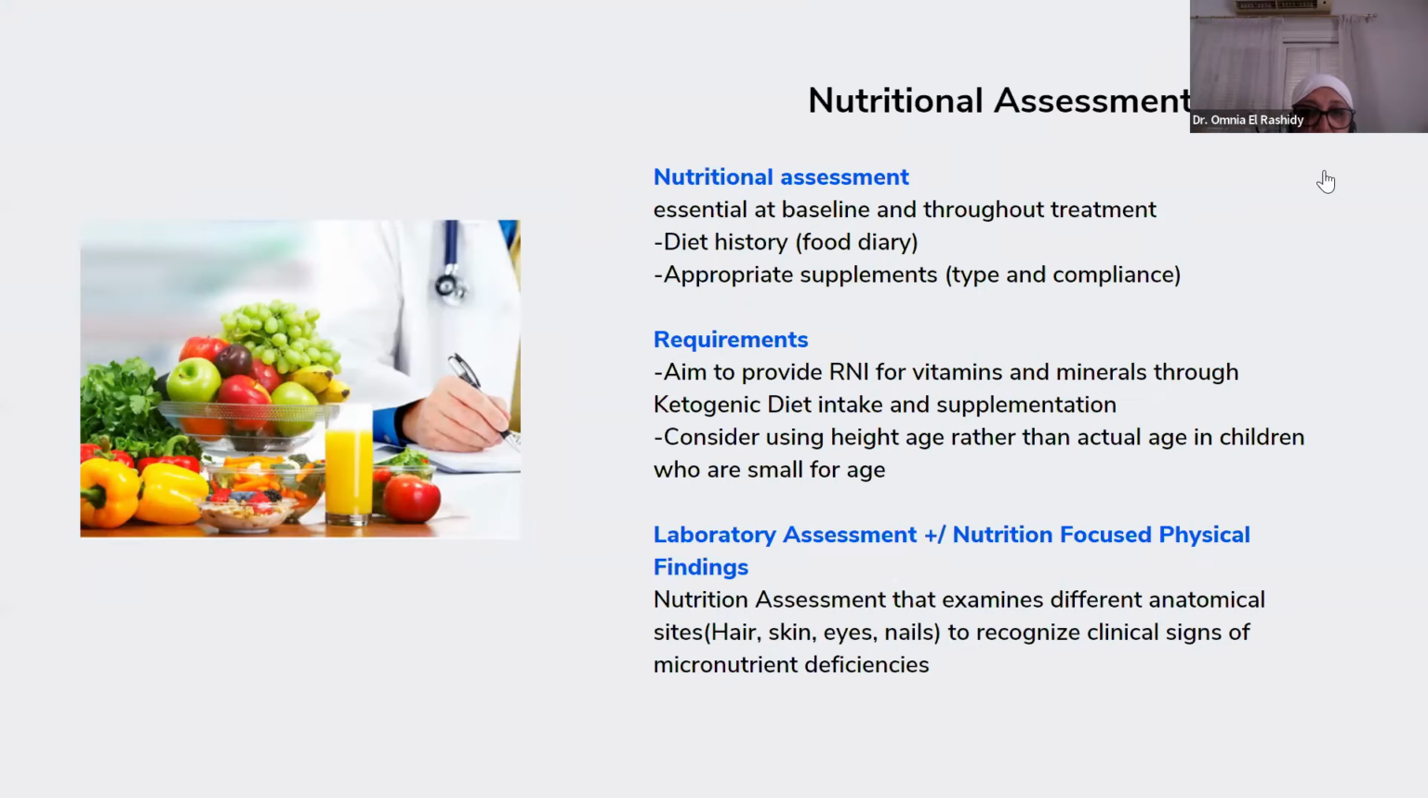And laboratory assessment and nutrition focused physical findings, I think this is important to us as clinicians. It's about examining the patient, look for nutritional deficiency, and it's ironic because often the appendages are affected. So I will spend a bit time on the nutritional focused physical findings in the next few slides.